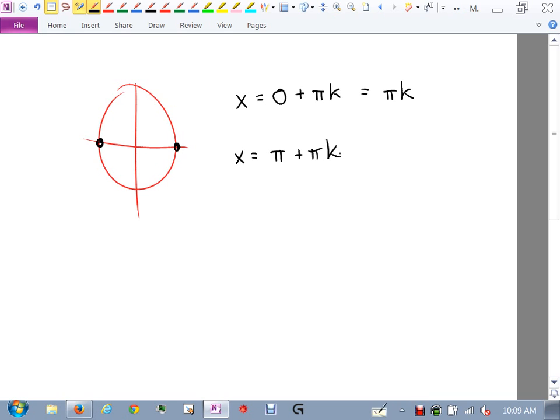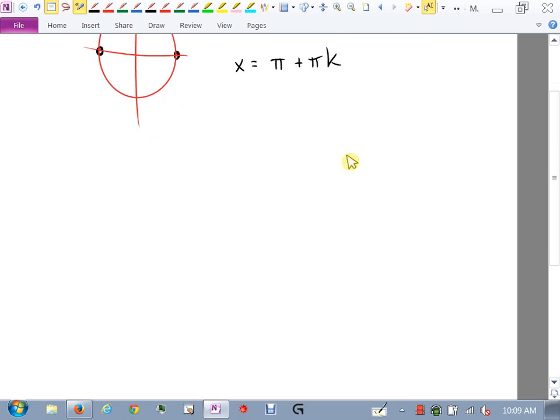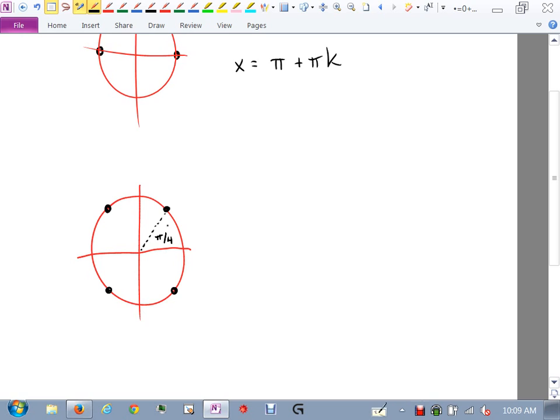Let me give you another one. Let me start with just the idea of, can you tell me what these solutions would be? What if I told you that your solutions were at those four corners? So this is pi over 4. That's directly across, directly down, directly. So it's like the four corners type.